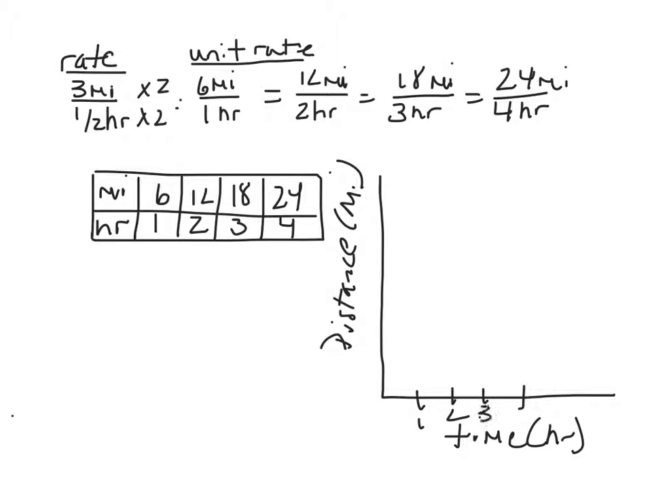So I have 1, 2, 3, 4 hours for time and distance. If I put them in increments of 5, I can go from 5 to 25. And then graph 1 hour and 6 miles, 2 hours and 12 miles, 3 hours and 18 miles, and 4 hours and 24 miles. And I can connect the dots and draw a line through them. So we were able to, from this one piece of information, this rate, create a table and a graph using the equivalent rates.